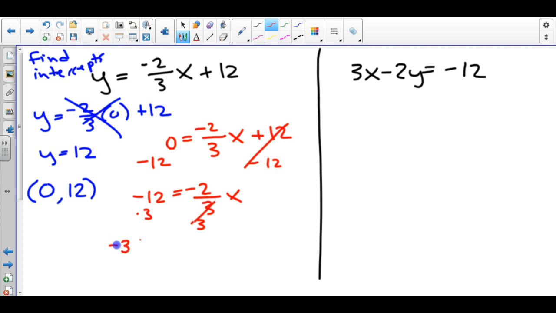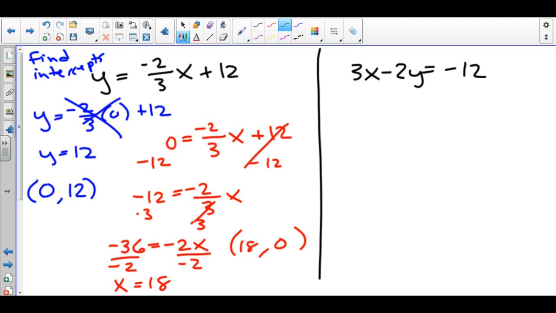So I end up with -36 equals negative 2x, and then all you have to do is divide both sides here by negative 2. And if I do that, I'm going to end up with x is going to equal, and negative over negative is positive, and it's 18. So as a coordinate though, now I have my x part of the coordinate is 18, and the y part of the coordinate was where we had stuck the 0. So here are your two intercepts, 0, 12, and then 18, 0.